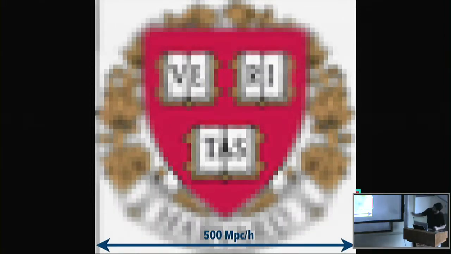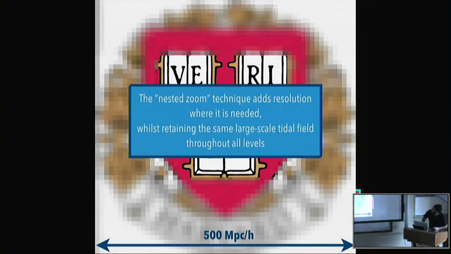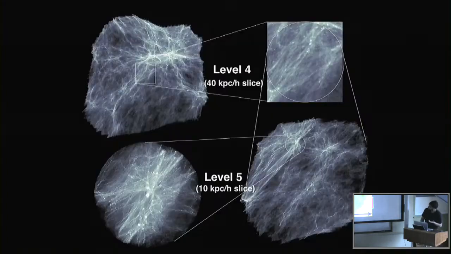Doing that once helps you resolve something slightly better, but you can essentially keep repeating this procedure till you reach a sufficient resolution to resolve the underlying truth, right? Which is a very nice pun there, actually. And so the idea behind this nested zoom technique is that it brings resolution where you need it, whilst maintaining the same large-scale tidal field.